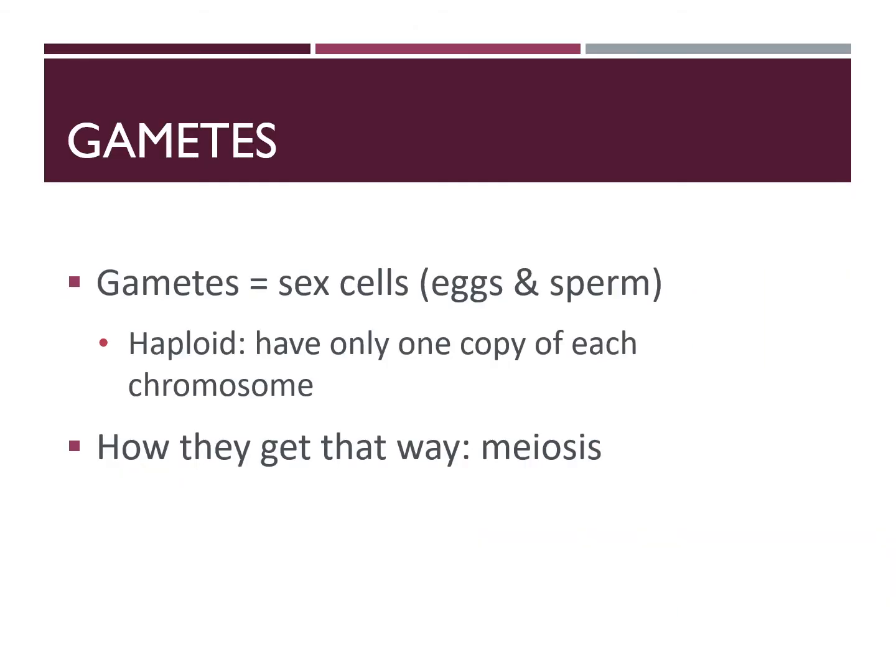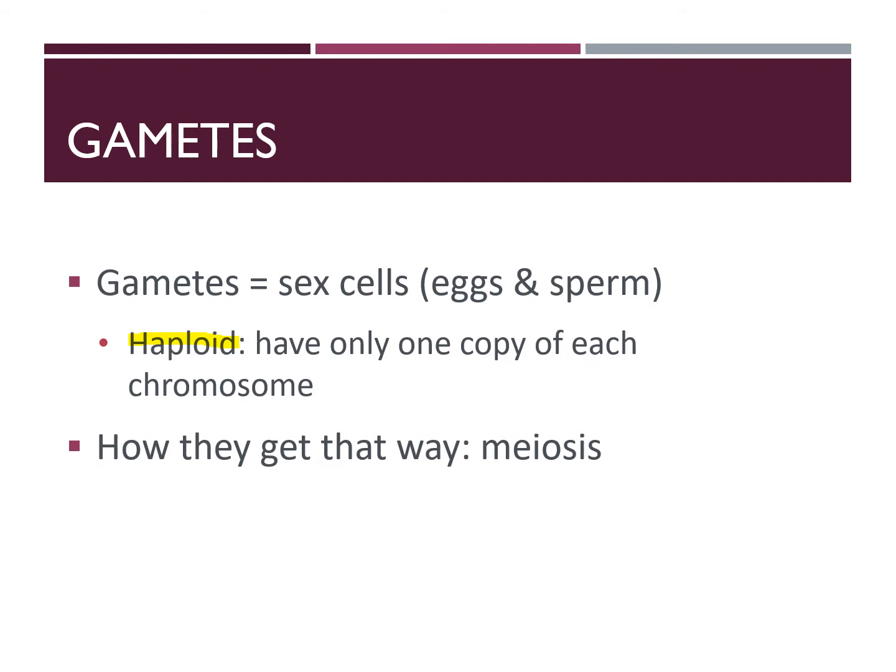Okay. So, setting aside the chromosomes for a minute, we're going to look at the cells and production of gametes, or sex cells, the cells that are used to make a new organism in sexual reproduction. They are called haploid, which means they have only one copy of each chromosome. And I know it sounds like it means they have half a set, but it really does mean one set.